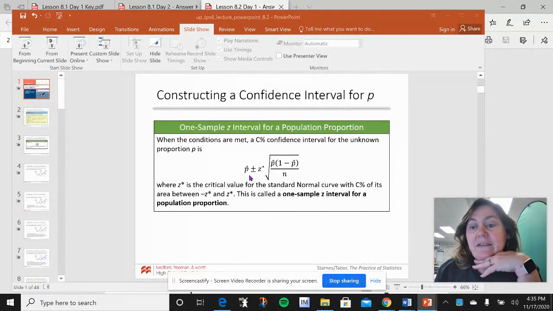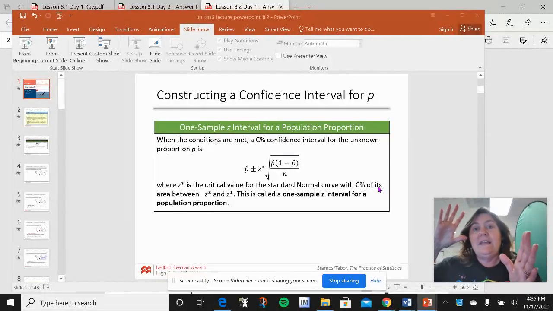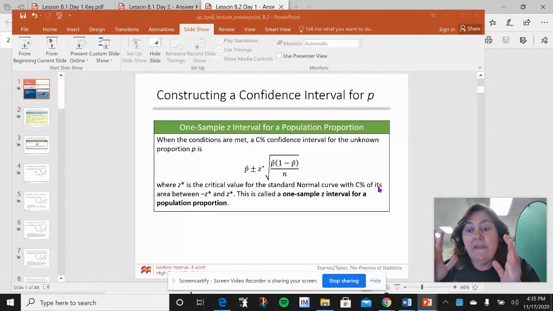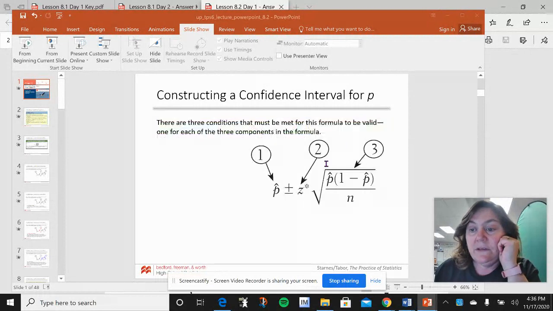We took the p hat and we plus or minus, and then this Z star, which we're going to talk about a little bit more, that's that critical value that we did. That stands for what percent of the area lies between that negative Z and that positive Z on the normal curve. And then this is just your standard deviation formula you've already been using from chapter 7.